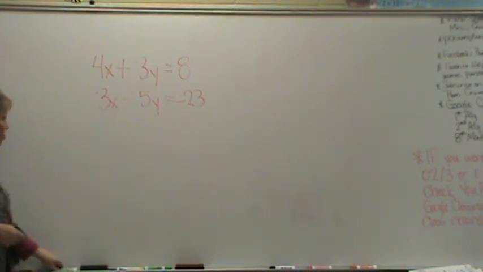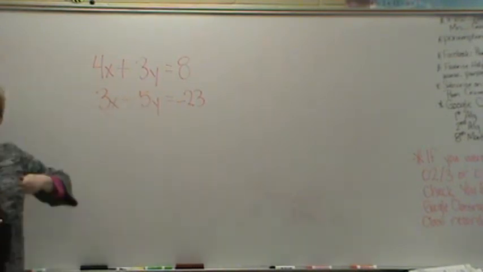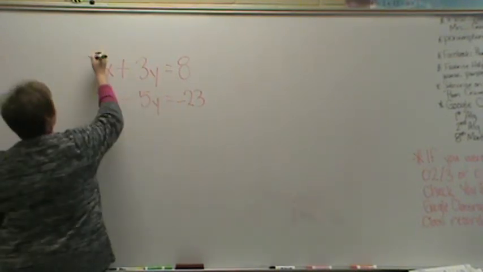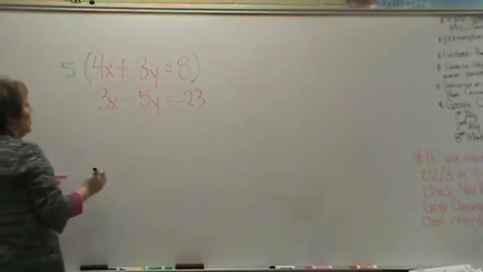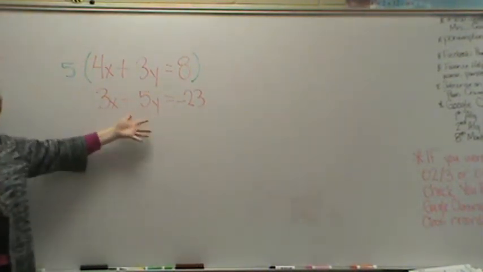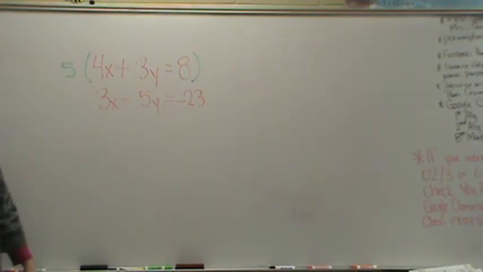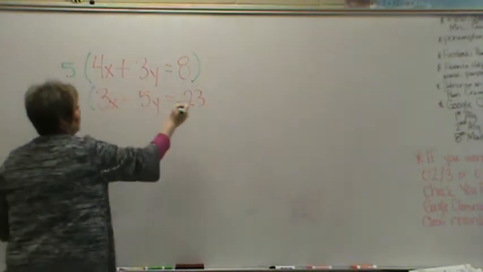So what do you suggest I do with this equation? Multiply by 5. Okay, so I'm timesing by 5. So what about this one? How am I going to create exact opposites? Multiply by 3. Yes, thank you.